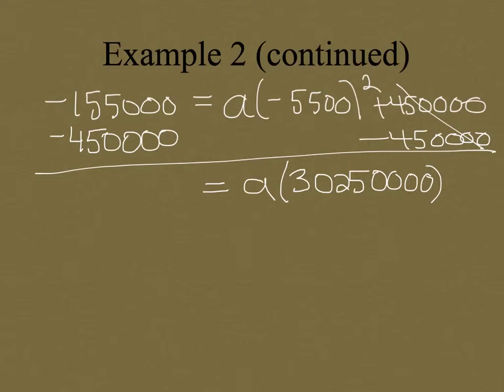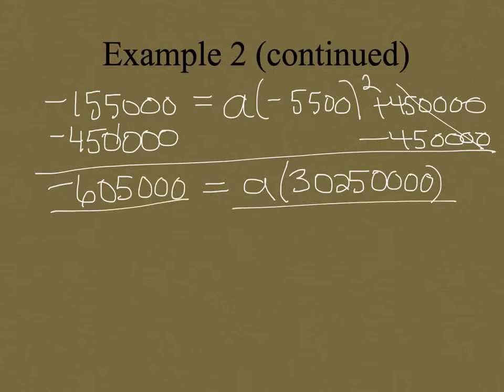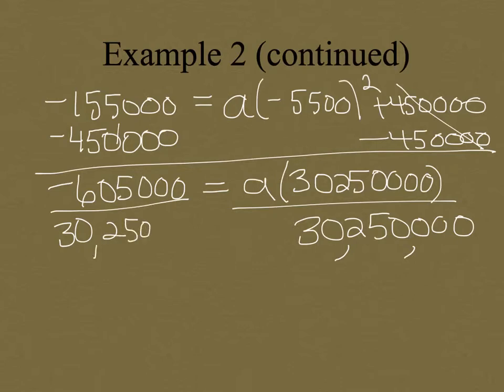And I'm going to subtract 450,000 from negative 155,000. If I subtract 450,000 from negative 155,000, that's negative $605,000. And if I divide both sides by 30,250,000, that will give me the value of A.